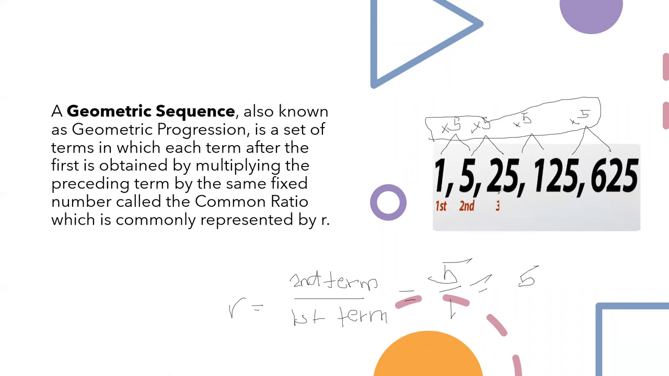I can also use 25 and 5. 25 divided by 5 is 5. 125 divided by 25 is 5. So even if the first two terms are not given, as long as we have two adjacent terms, we can get the common ratio. Just take the latter term and divide it by the one before it. Clear? So that's the difference between arithmetic and geometric. When we talk about geometric, we multiply by a certain number that is consistent until the end. That is what we call the common ratio.